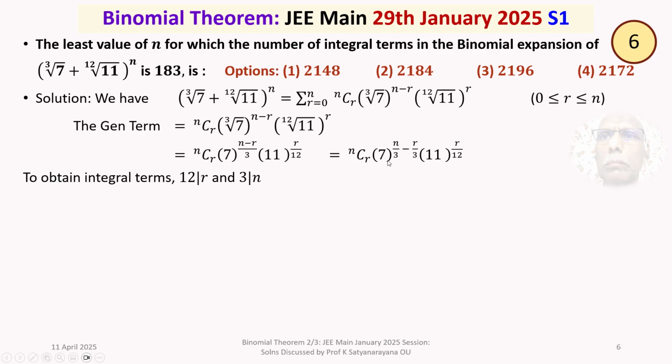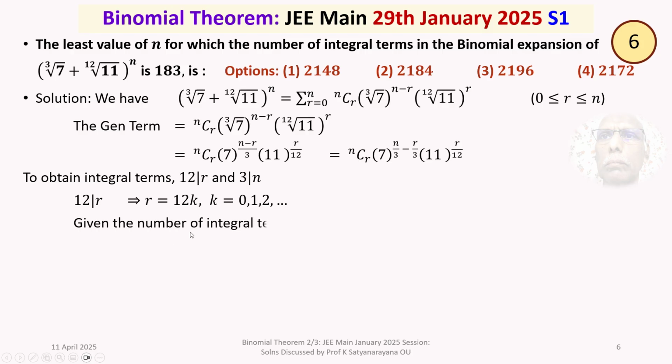For integral terms, 12 must divide r and 3 must divide n. These two put together: 12 divides r and 3 divides n. Then you will get integral terms, otherwise you will get irrational terms. 12 divides r means what? r is a multiple of 12, 12k, and k takes the values 0, 1, 2, and so on.